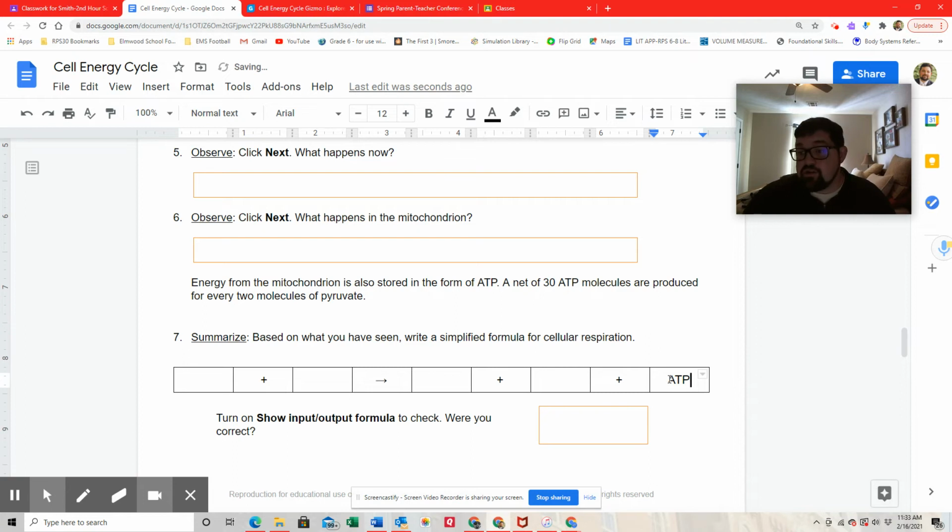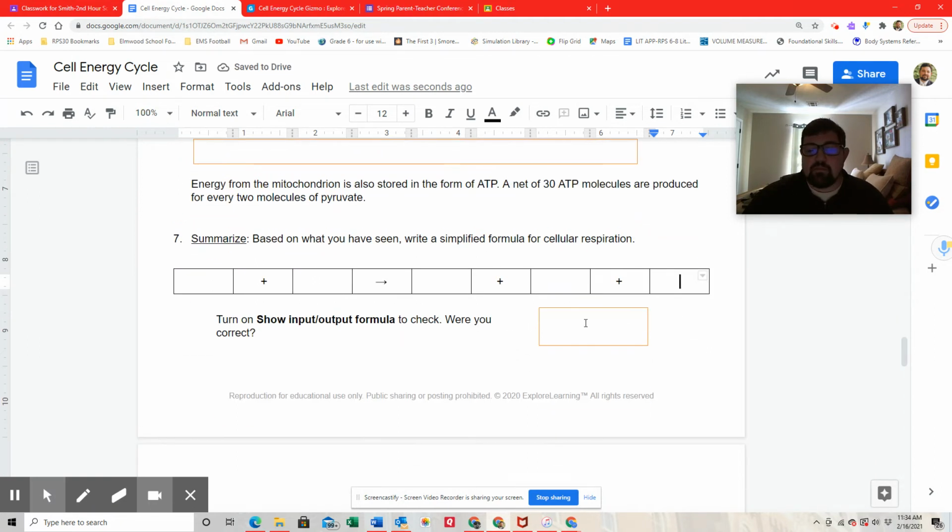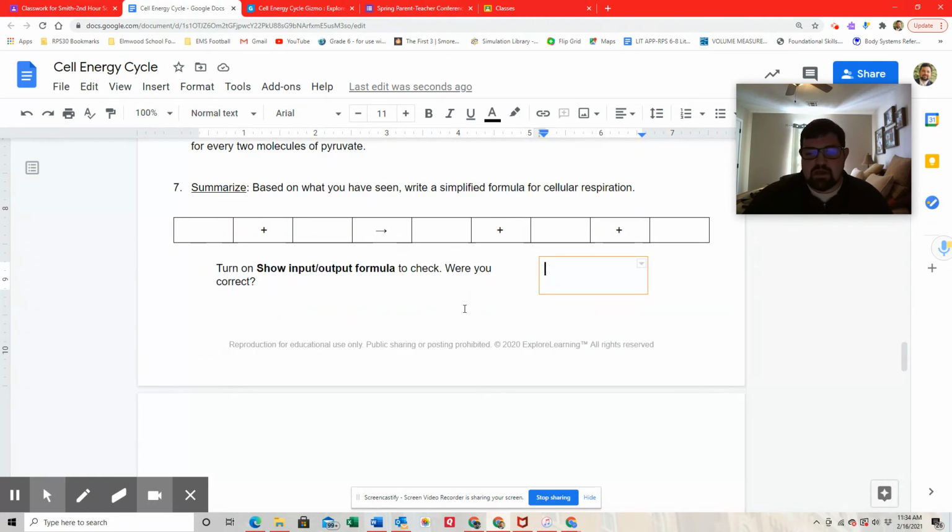And that's what will be on your test. That's what we want you to put. That's the type of energy that's produced by our bodies when we go through cellular respiration. And it's also produced by plants when they go through cellular respiration. Because plants, although they do photosynthesis, also go through cellular respiration. That's important to know. Okay, and then were you correct? Say what you want to say.